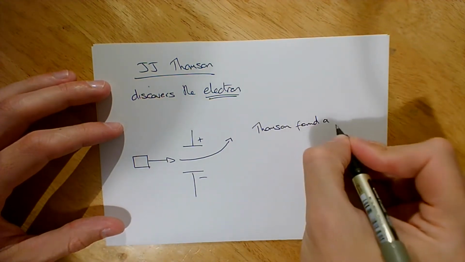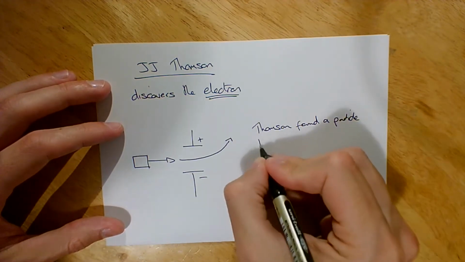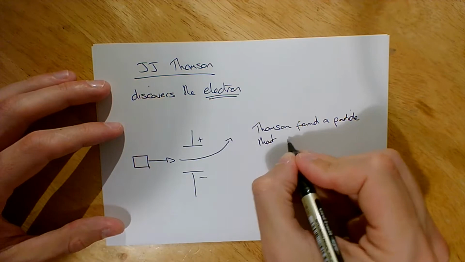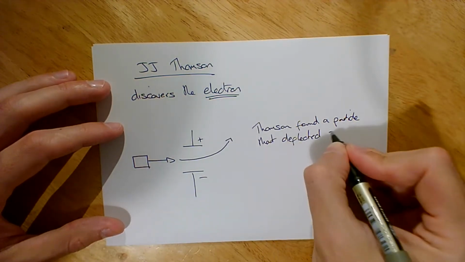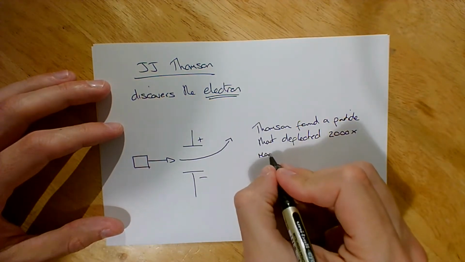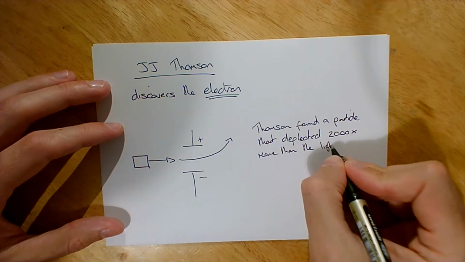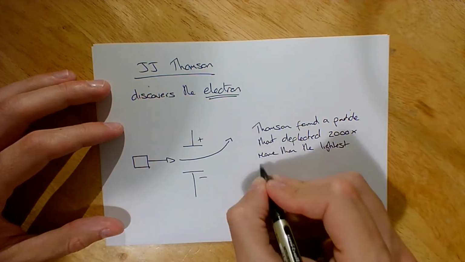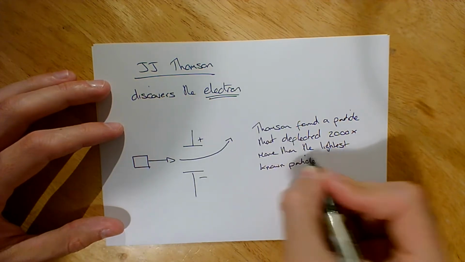So Thomson found a particle that deflected 2,000 times more than the lightest known particle at the time, which was hydrogen.